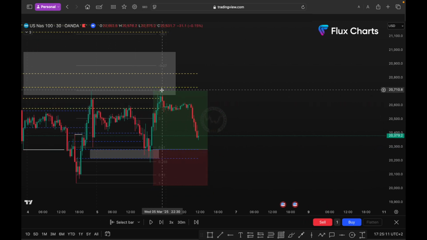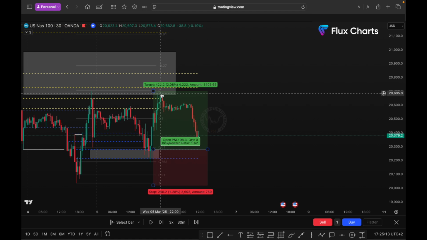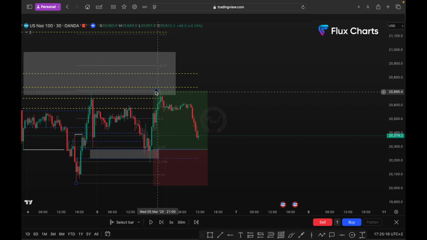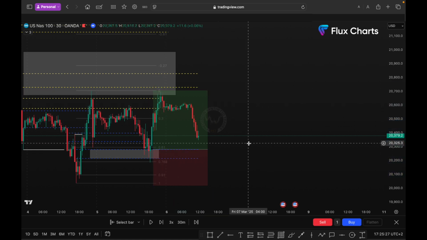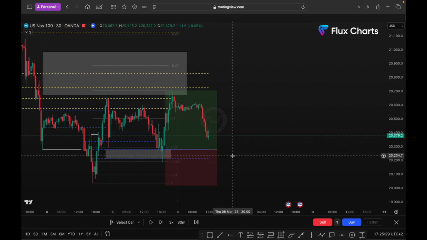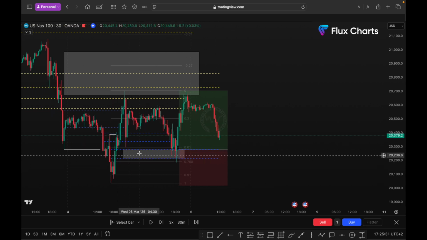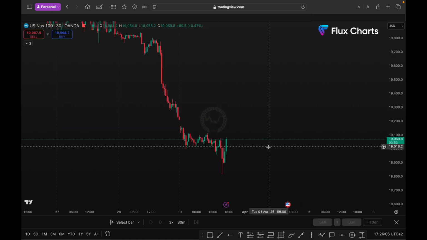As you can see, we literally just missed the 0. It's like a few pips, literally. So that was on your own discretion with spreads and stuff. But yes, this is how powerful this indicator from Flux Charts is. So just a quick recap.